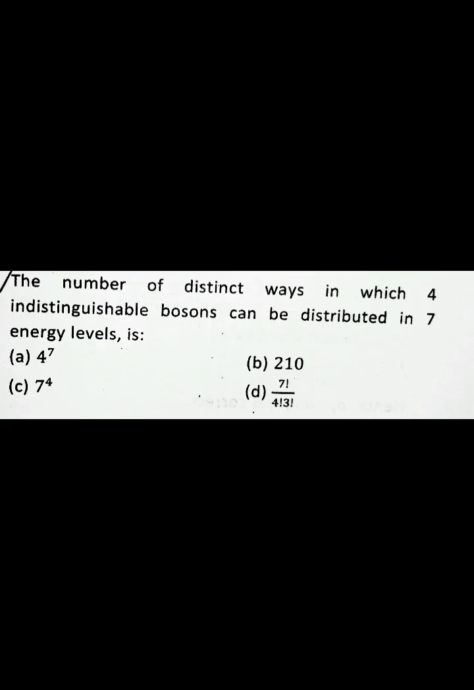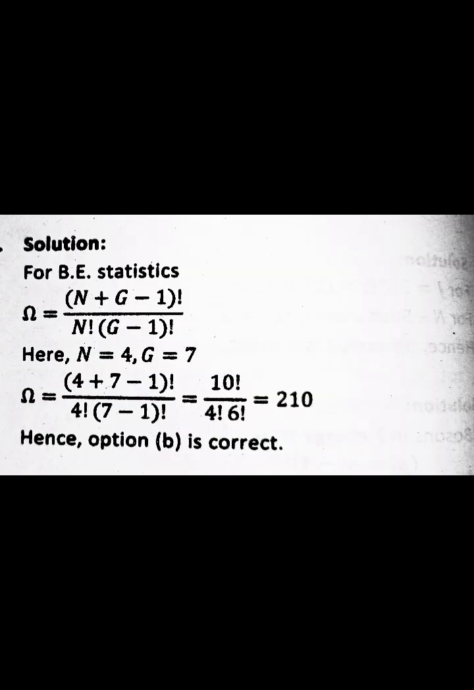The next question is, the number of distinct ways in which 4 indistinguishable bosons can be distributed in 7 energy levels. For bosons, omega is equal to n plus g minus 1 the whole factorial divided by n factorial into g minus 1 the whole factorial. So here n is equal to 4 and g is equal to 7. Therefore omega is equal to 4 plus 7 minus 1 the whole factorial divided by 4 factorial into 7 minus 1 the whole factorial. And this is equal to 10 factorial divided by 4 factorial into 6 factorial, and this is equal to 210. So the answer is option B.